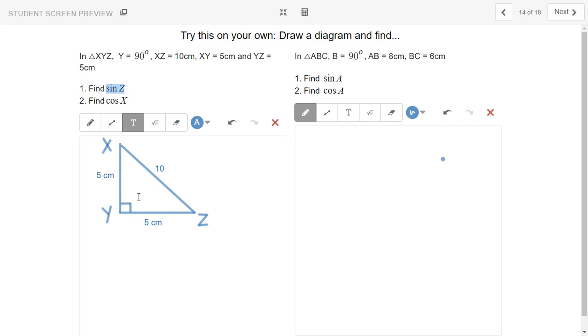Let's find sine Z. This is our working angle. We're going to look for the opposite over hypotenuse. So I have my 5 over 10. Sine Z is equal to opposite over hypotenuse. And we can simplify that to sine Z is equal to 1 over 2 or 0.5.